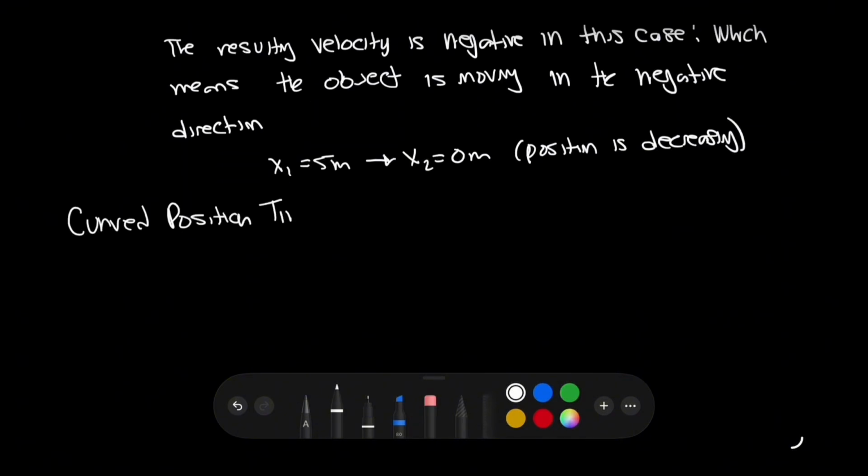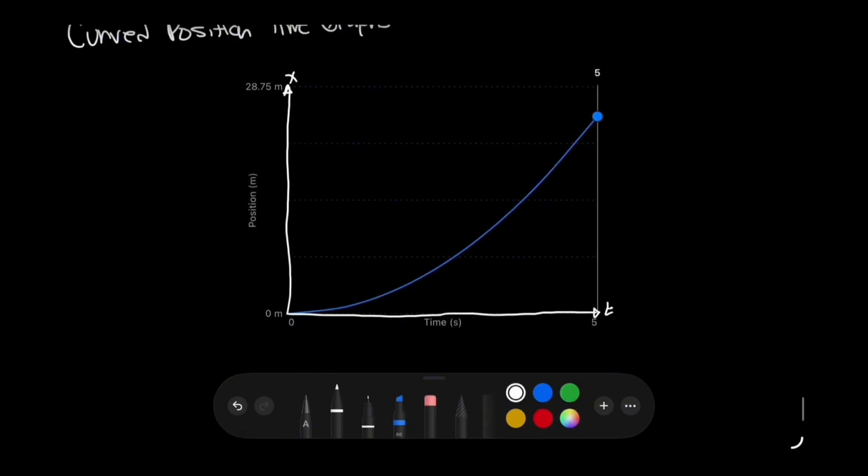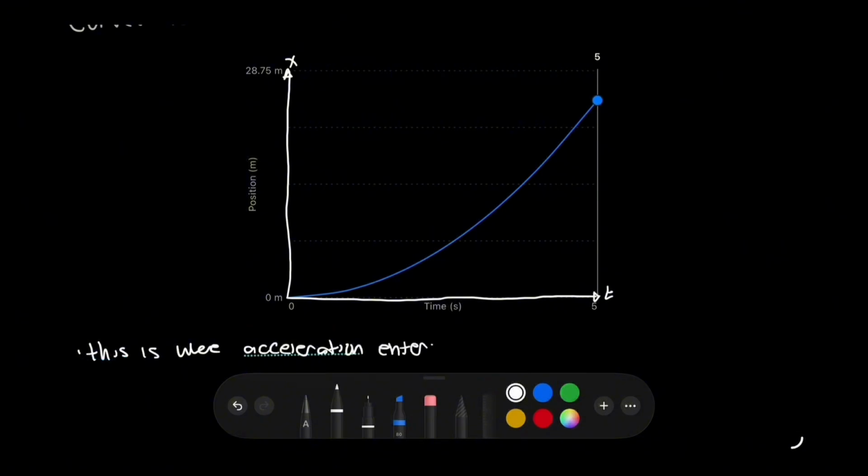And so now we can look at curved position time graphs. So let's say we're given this curved position time graph here. This is where acceleration enters the discussion here. So if we look at the small point here, the velocity is going to be the slope of the curve.